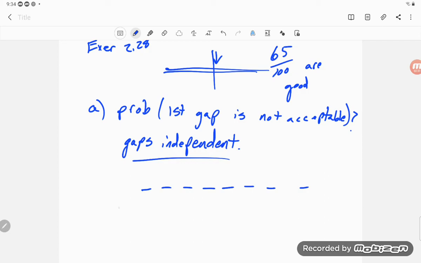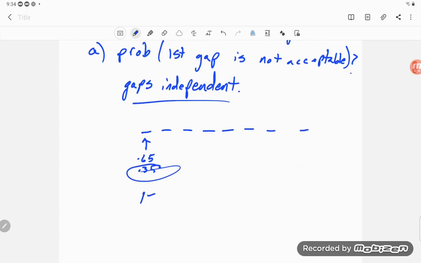So what's the likelihood that this gap is fine? I guess it would be 0.65. And so, because 65 out of 100 are good, and what's the chance that it's not good? Well, 0.35, 1 minus that. And so I believe here the answer is 1 minus 0.65 equals 0.35.